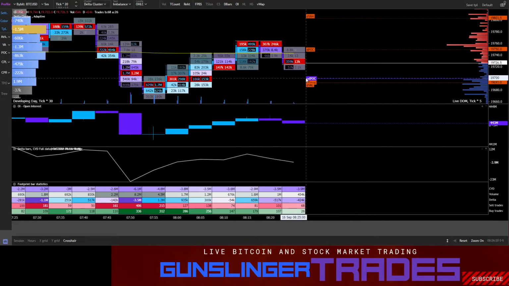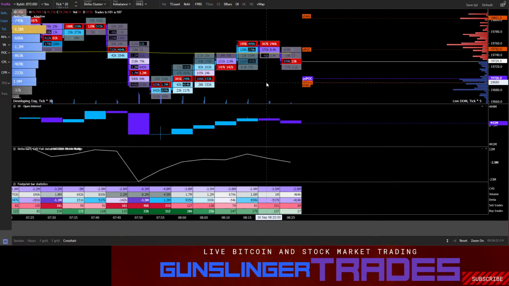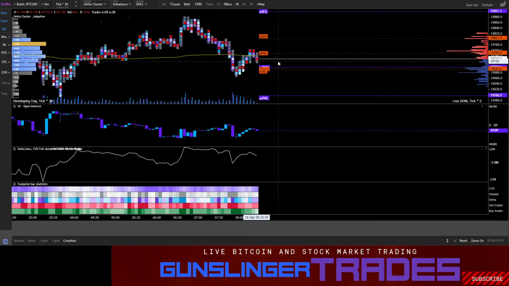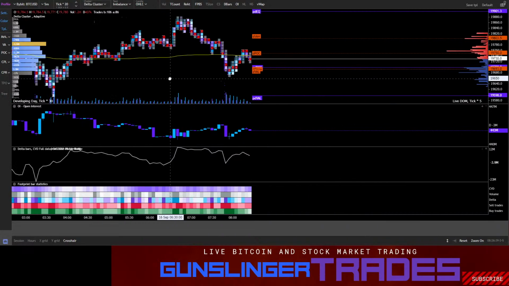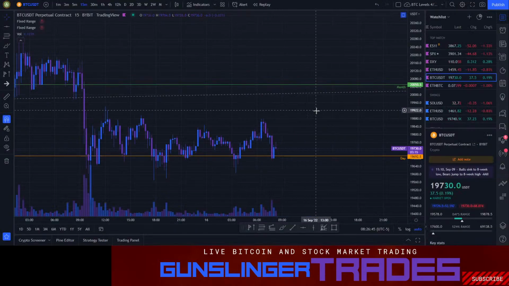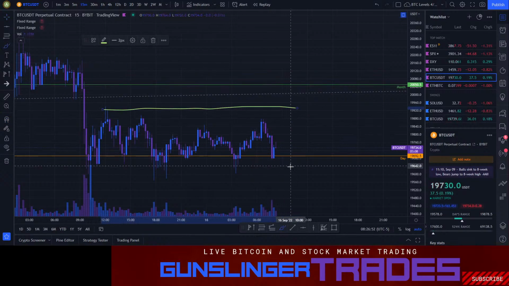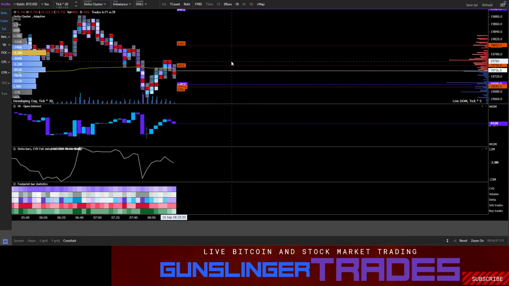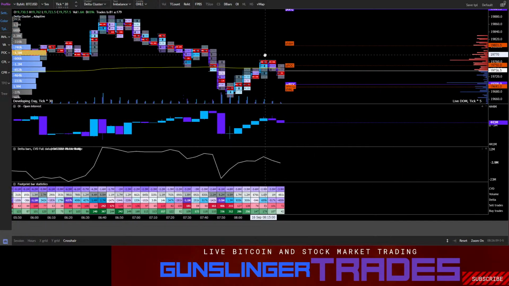Nice confluence too, because that is a previous day point of control, the daily open and the daily value area low. So just look for that. I guess a good target would be up towards the 20K level, so this monthly, or just taking out these highs right here. Be a nice scalp. Again, not financial advice.